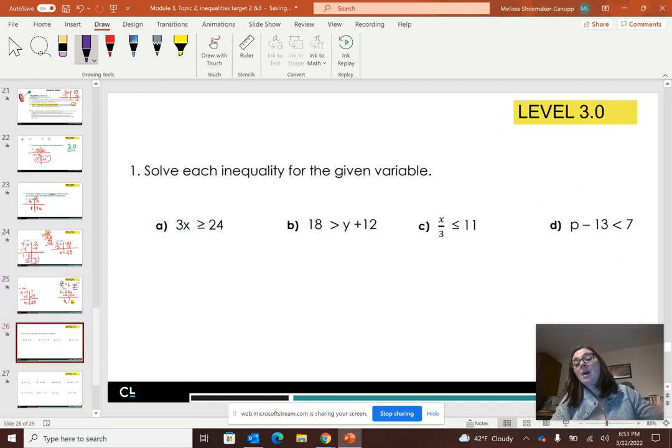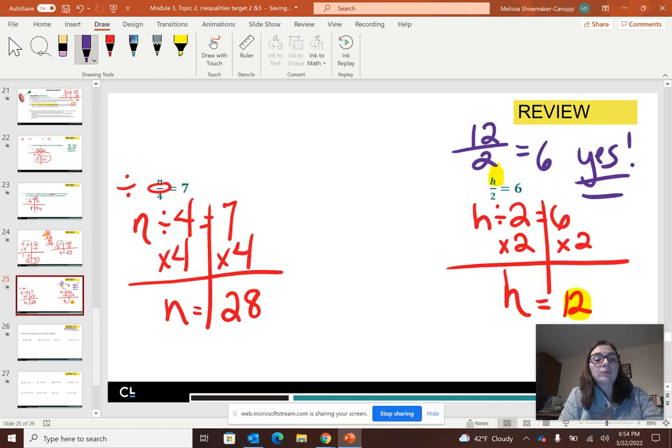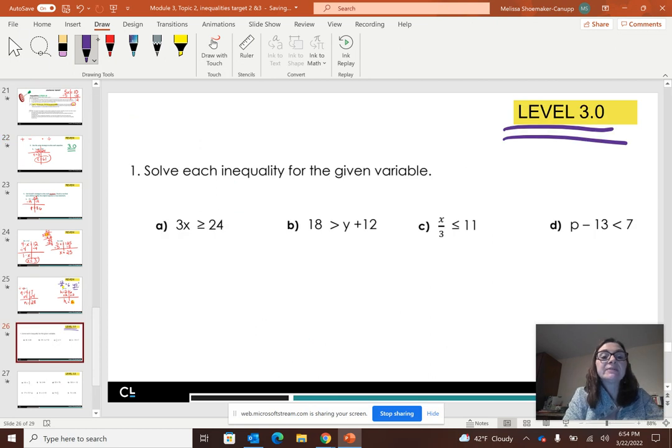Now, our math book, like I said, does not have any inequalities, but we can jump to a level 3 on this target by simply repeating what you did here and what we did here. The only difference is, instead of the equal sign, we have the inequality. So instead of writing an equal sign, you're just going to copy that inequality.